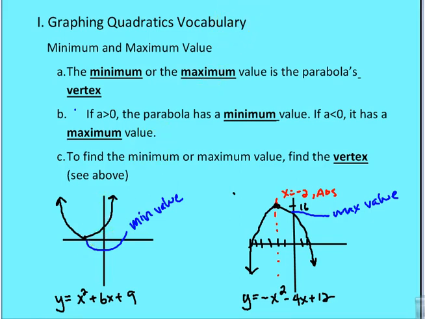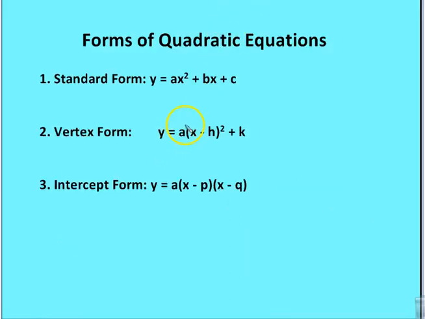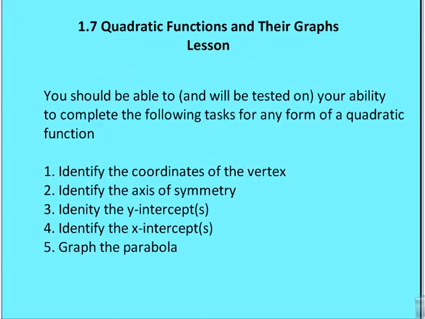So typically the minimum or maximum value corresponds to the largest or smallest value for y from the coordinate for the vertex. All right, so let's get into standard form, and then again we'll talk about vertex form and intercept form later. Standard form, y is equal to ax squared plus bx plus c, where a can't be equal to 0. These are the things that I want you to be able to derive from the standard form: identify the coordinates of the vertex, identify the axis of symmetry, identify the y-intercepts, identify the x-intercepts, and then we're going to go ahead and graph the parabola once we have these four items.